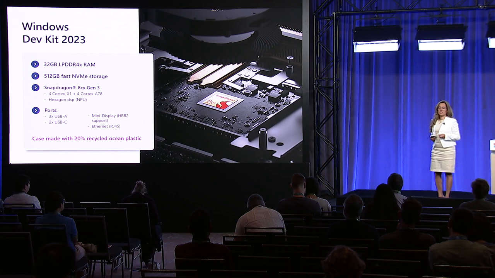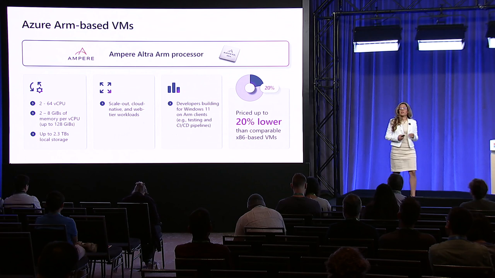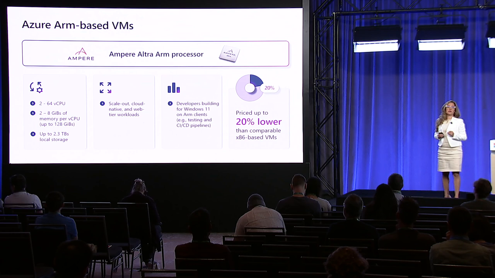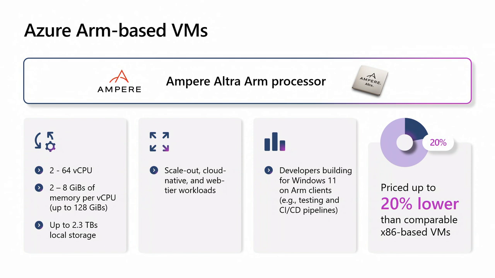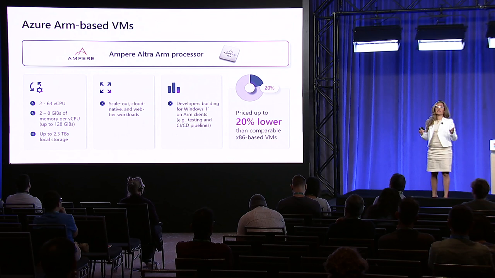Now, you might need to leverage the cloud. And for this, we have Azure ARM-based VMs that give you the power of the Ampere Ultra ARM processor for your workloads. You can choose from simple workstation setups to a very powerful device with 64 virtual CPUs. Now, this is Azure, so you will have all the experiences and services that you've come to love with all of the scalable workloads and everything else that you use as part of Azure VMs. Another important aspect is you might need to start testing and trying out the apps that you're porting.